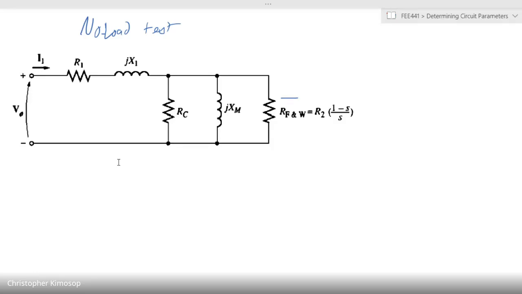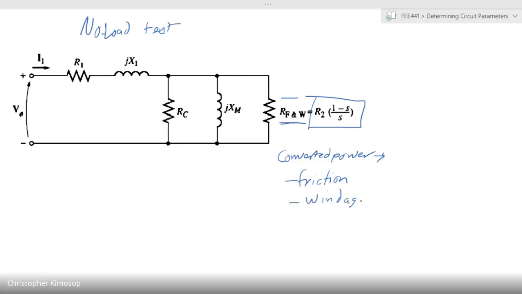Okay, now let's look at this circuit in more detail. This element that is here, you can see we tend to call it RF and W. These represent the converted power, which is feeding what? It is feeding friction. It is used to overcome friction, and it is used to overcome windage losses. That is the resistance due to air, the movement of the rotor through the air. Okay.